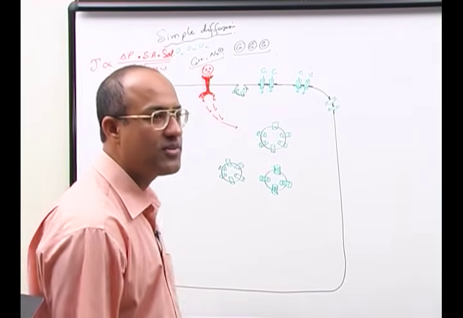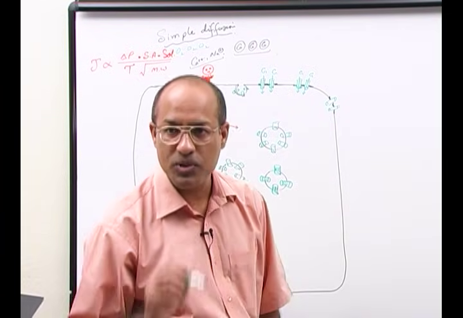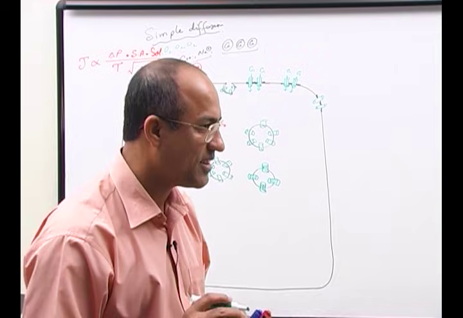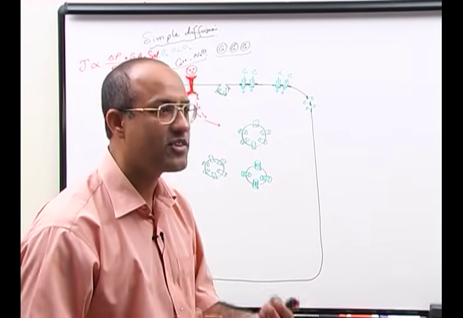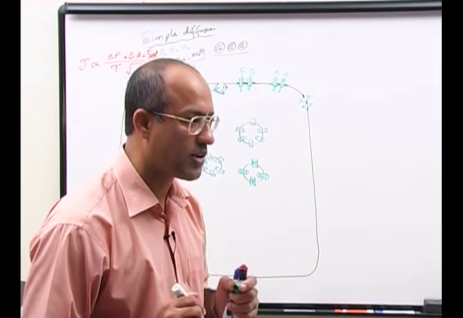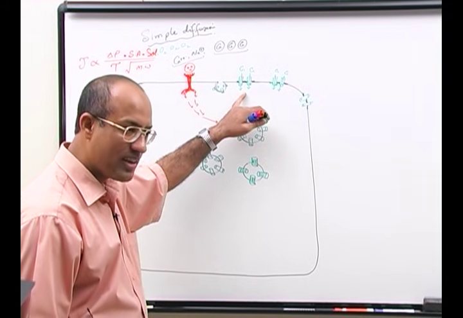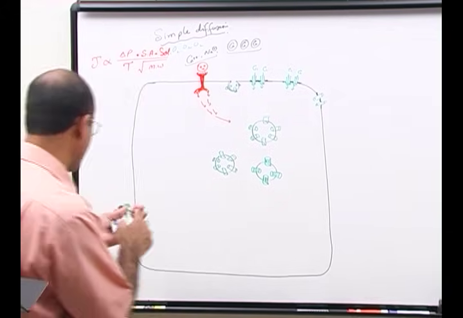So this type of diffusion across the membrane is called facilitated diffusion, in that it has been facilitated by the presence of certain protein molecules. Here those protein molecules are glucose transporters. So I will write it here.